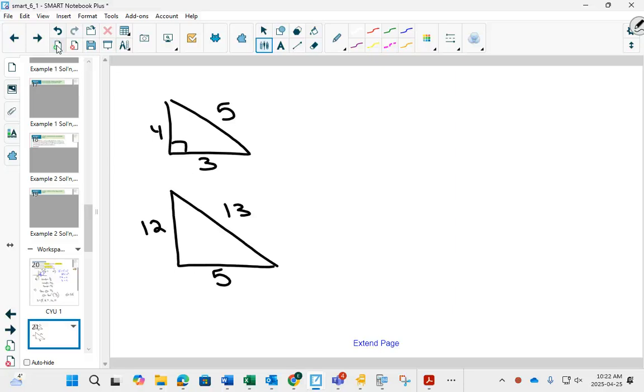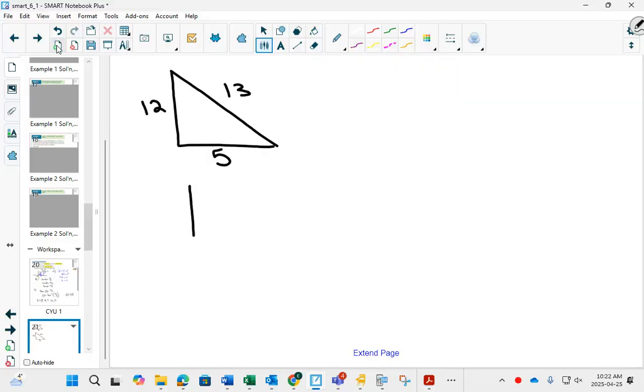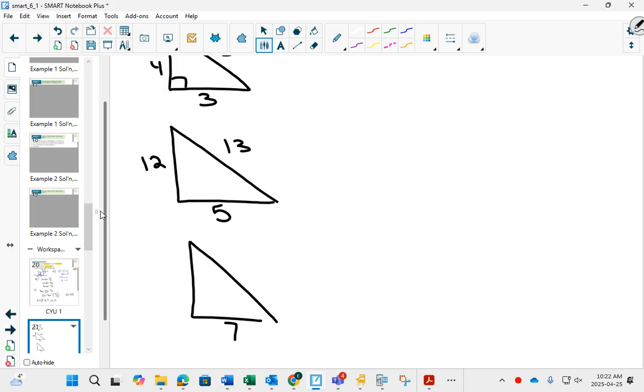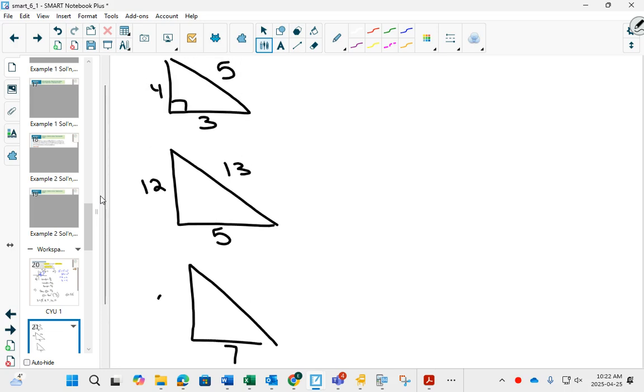I'm going to show you the third one, and I'm going to tell you that if you see a pattern that I'm doing, you can figure the fourth one out on your own. The third cool one, this is not to scale, 7, 24, and 25. And you have to tell me stuff about the fourth one, if you think you see some patterns happening.